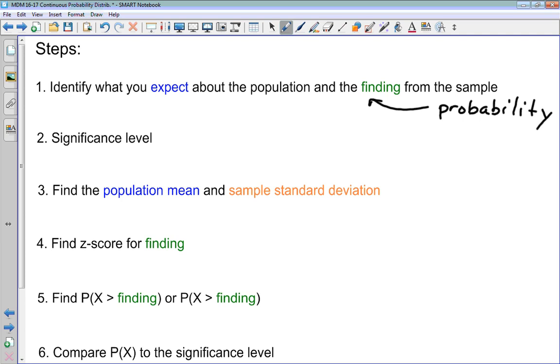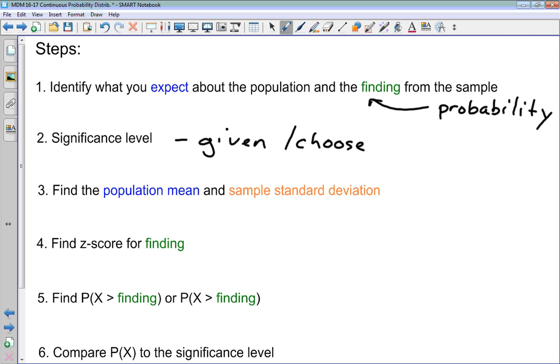Two, you should identify your significance level. Now, sometimes this is going to be given to you in the question. Sometimes you're going to have to choose it. But the significance level is basically a threshold of probability that you're going to choose in order to see whether or not your result is significant.